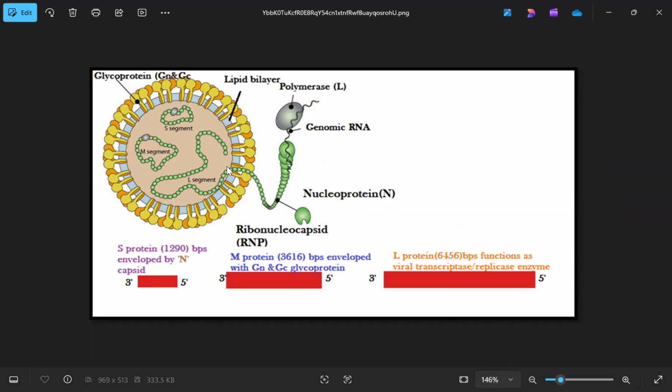Now, what I want to, so we have basically 1,290 base pairs. For the M, it's 3,616 base pairs and 6,456 base pairs. But I would prefer to just call that nucleotides.